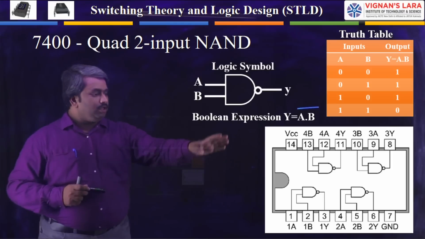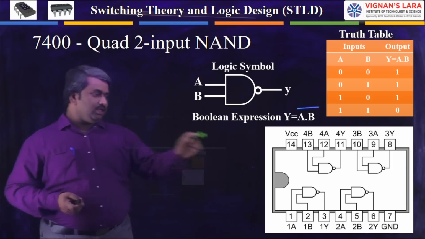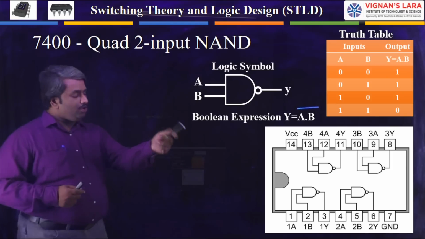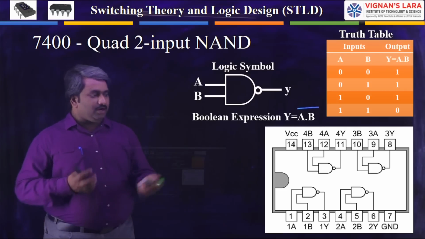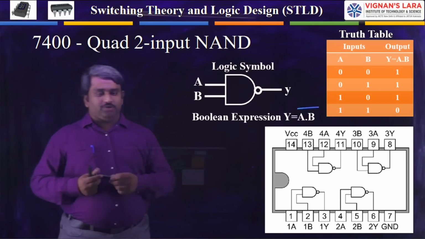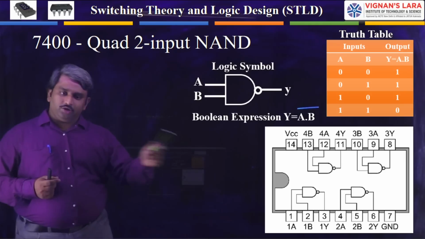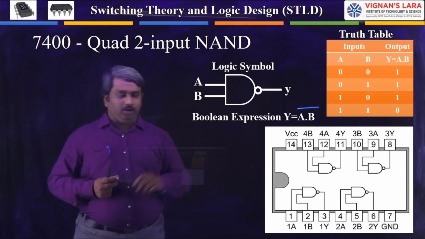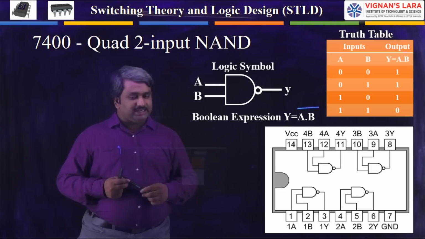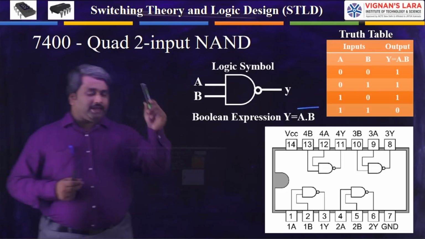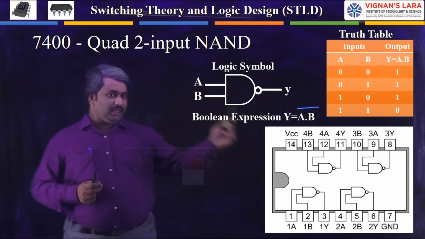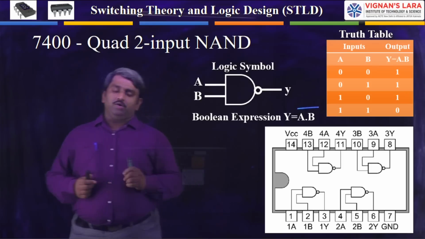Coming to the data sheet, here we have 4 NAND gates like the previous AND and OR gates. See here, for the first NAND gate we have 1 and 2 as inputs and the third one is the output. 4 and 5 are the inputs for the second NAND gate and the 6th is the output. As usual, the 14th pin is VCC and the 7th pin is ground.